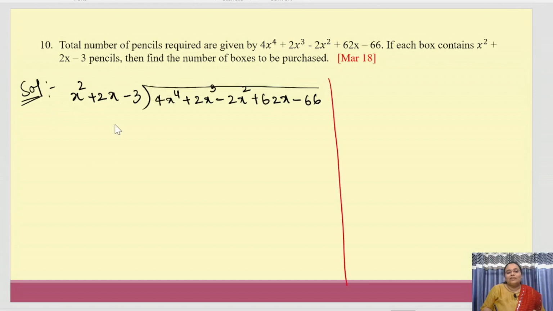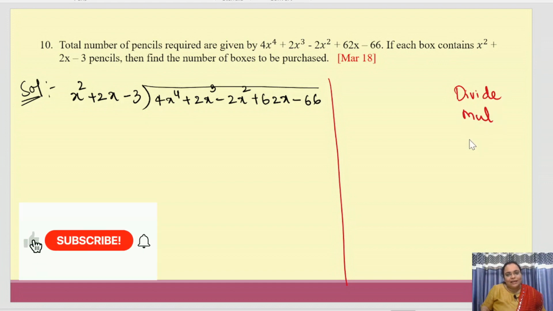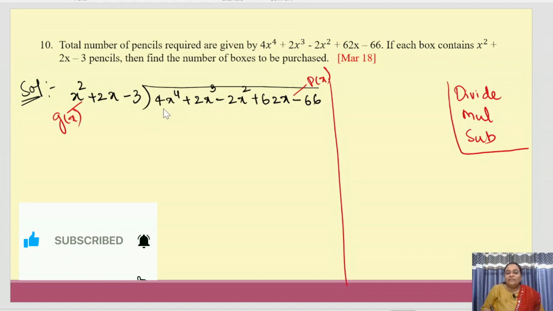Okay, so to divide any two polynomials, we need to follow three steps. One is divide, one is multiply, and one is subtract. So, we will divide. We need to divide the first term of p of x with the first term of g of x. That is 4x power 4 by x squared.